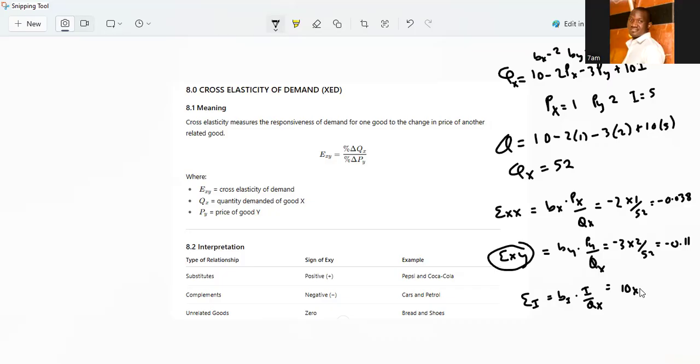And here, 25 over what? 52. So 50 over 52, we're getting 0.96. It's a positive. What type of a good is this? It's a normal good. Specifically, it's a necessity. All right. So this is basically what this exam question is trying to take us to.